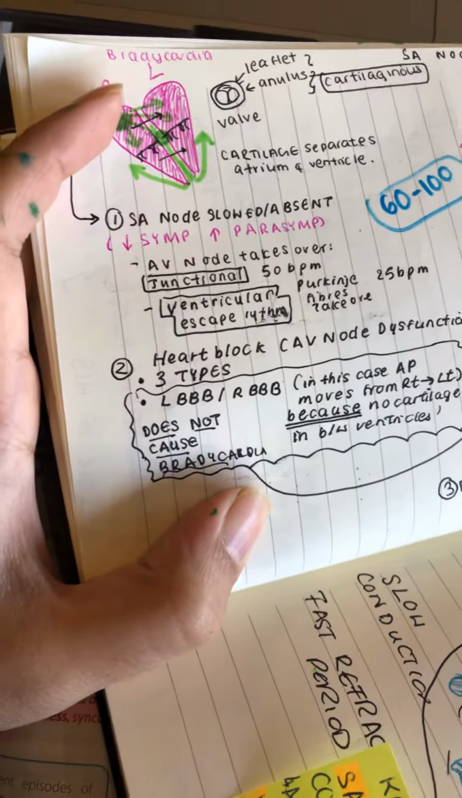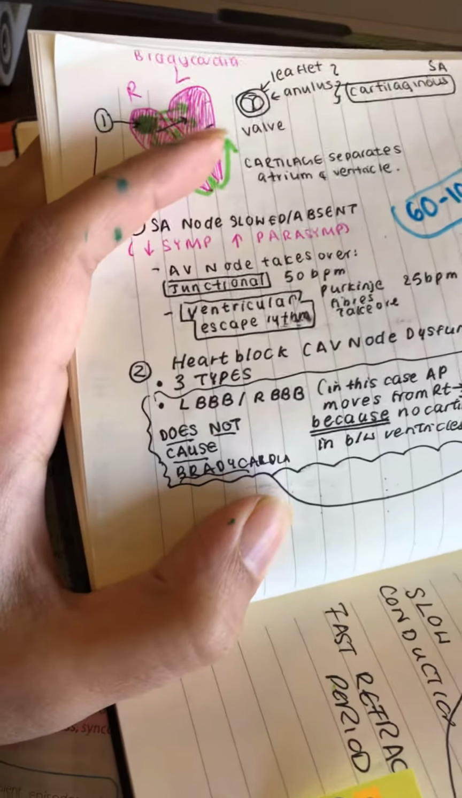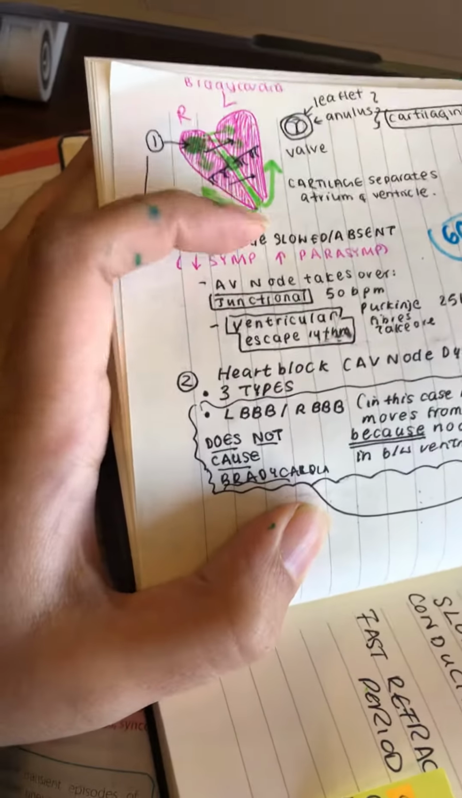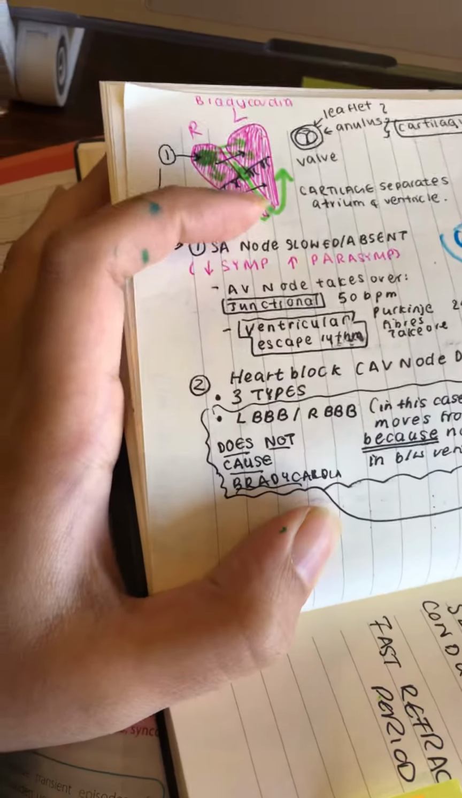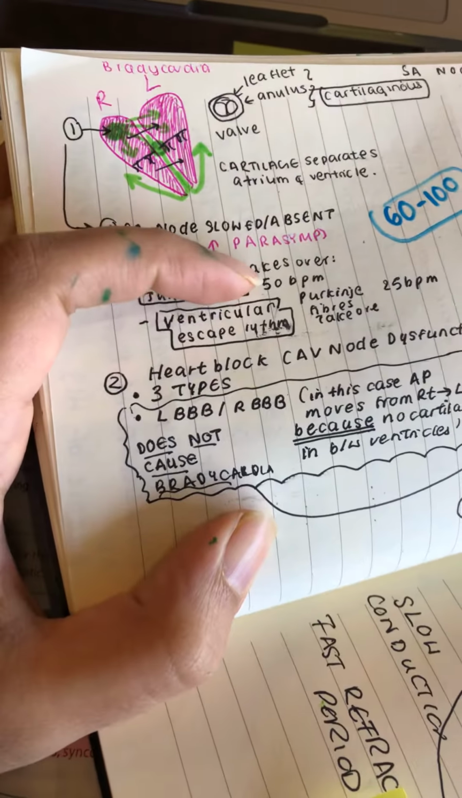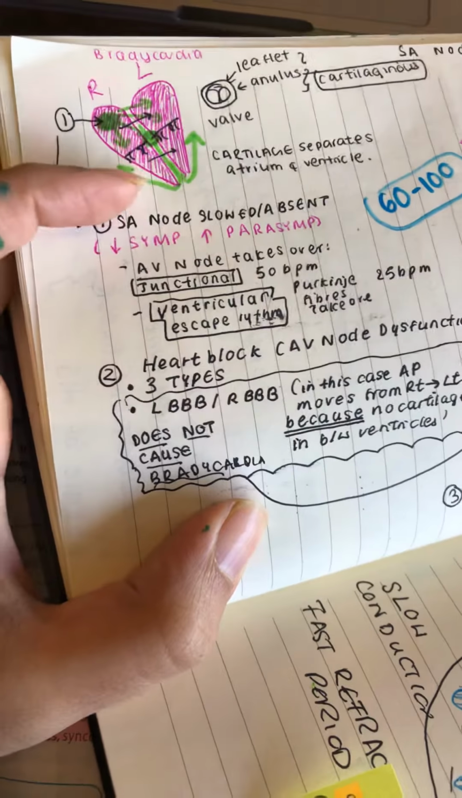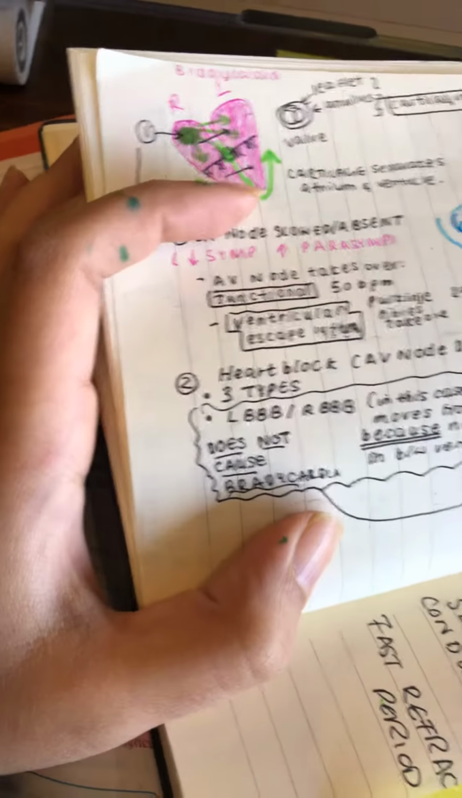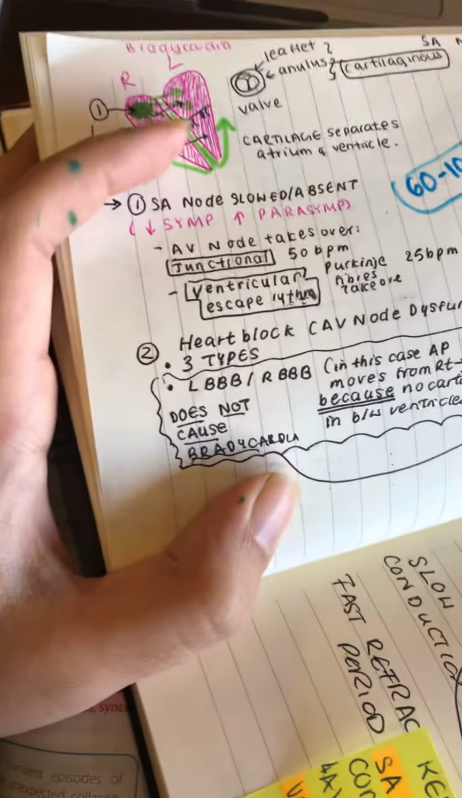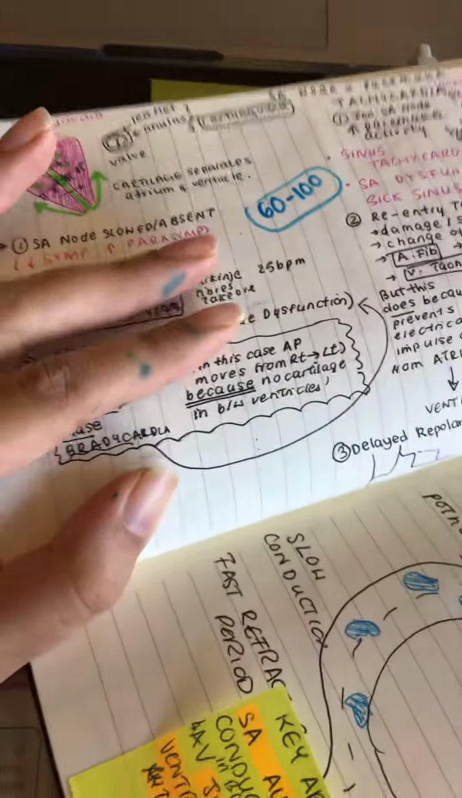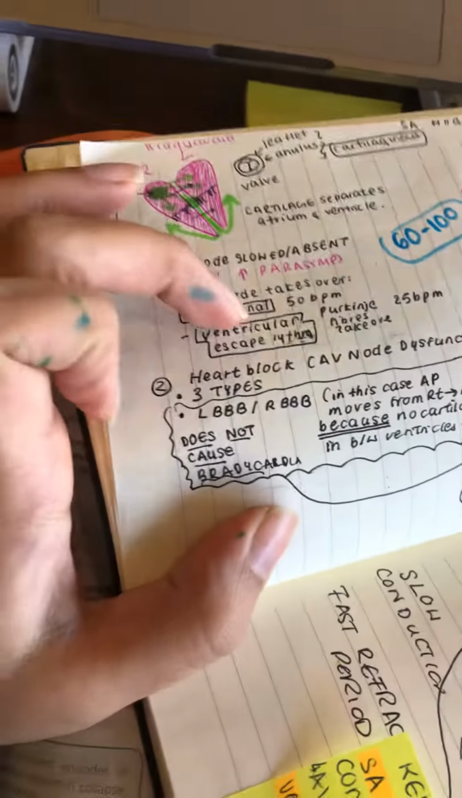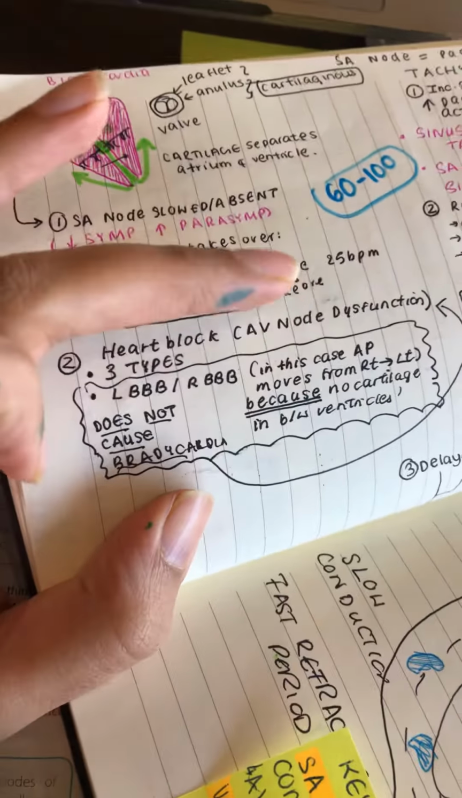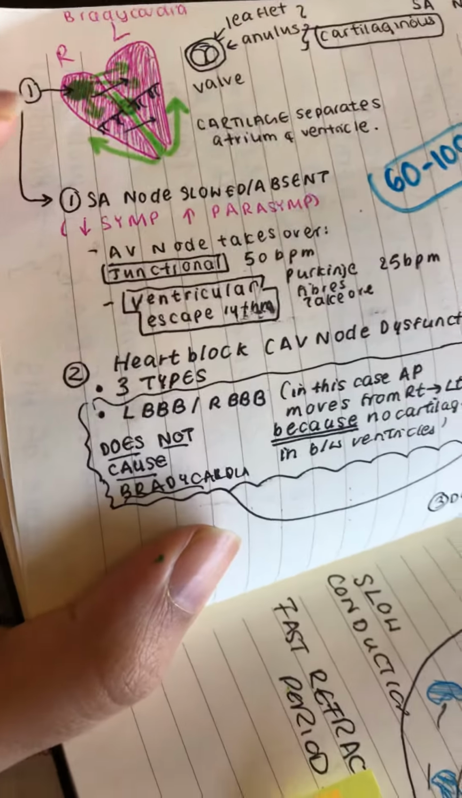The other thing is, forget the SA node, which was your first one. Even the AV node is not working. Now it's up to the Purkinje fibers, and this is called a ventricular escape rhythm. You're escaping out of there and literally relying on your Purkinje fibers, which will deliver half of what your AV node would have delivered. This is going to deliver 25 beats per minute.